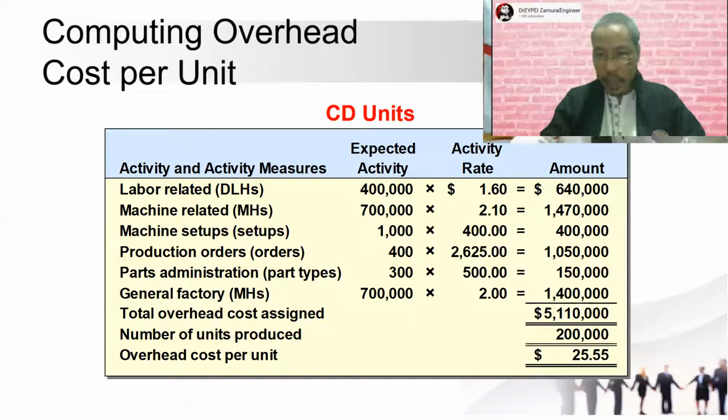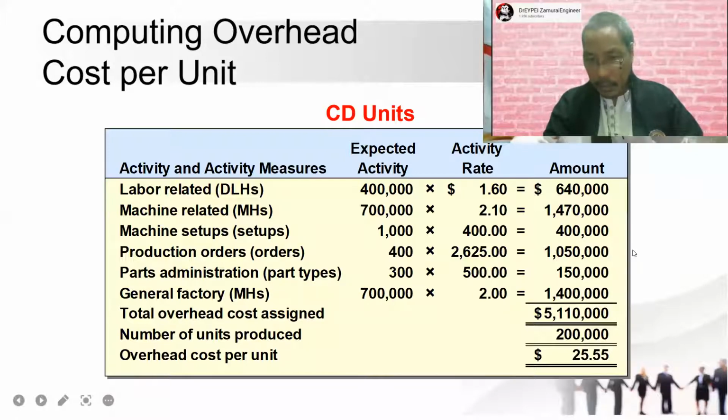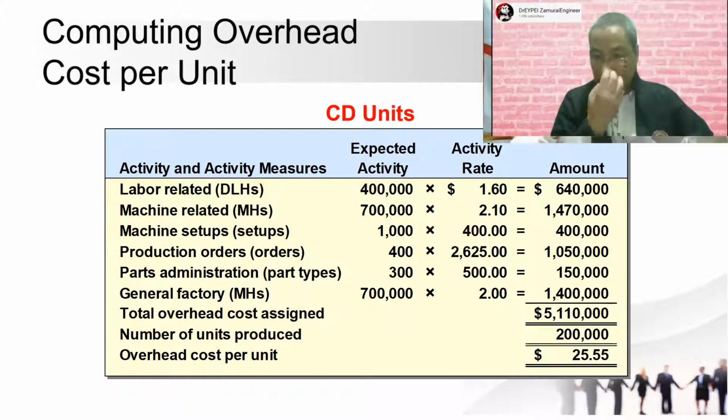Okay, and if you total all of the six activities, 1, 2, 3, 4, 5, 6, so there are 6 activities. If you total, use your calculator. That would amount to, please confirm the value, $5,110,000. And that amount should be divided by the total number of units produced, which is 200,000.